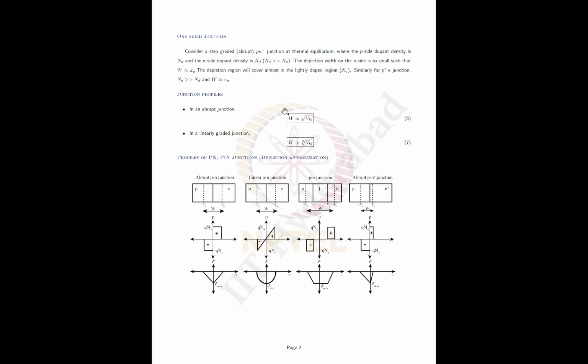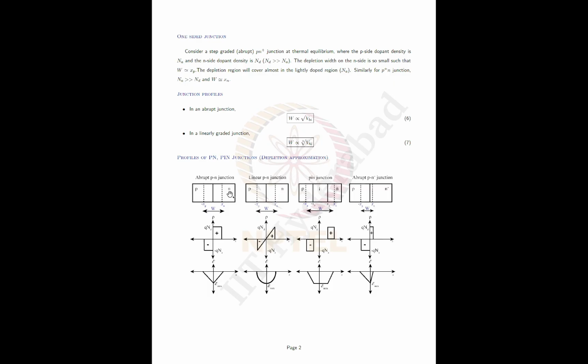In an abrupt junction, your depletion width will be proportional to the square root of VBI, whereas in a linearly graded junction, your depletion width W will be proportional to the cube root of VBI. So with the depletion approximation, how will the profiles look?